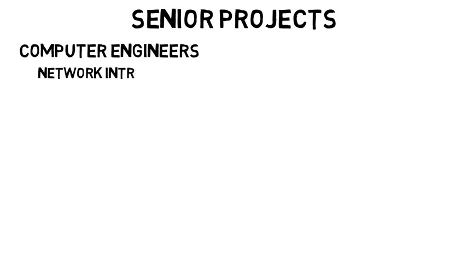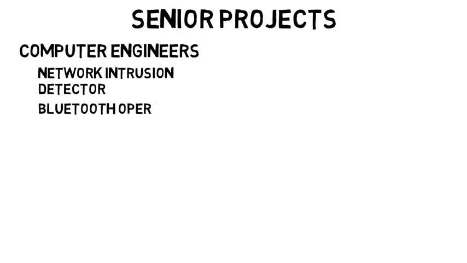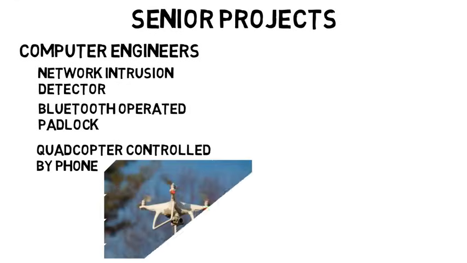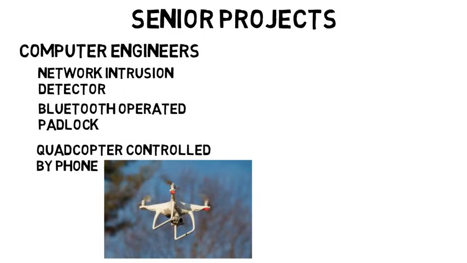I also looked up some senior projects to help show some of the differences. I found that computer engineering students made a system to detect network intrusions, where alerts would be sent if suspicious traffic appeared on a given network. They made a Bluetooth-operated padlock where they had to worry about encryption and security and communication between the lock and the phone, as well as power consumption and energy efficiency. Or they made a quadcopter that could be controlled by a phone that would also implement GPS, data storage, and more using Wi-Fi or a 4G connection.